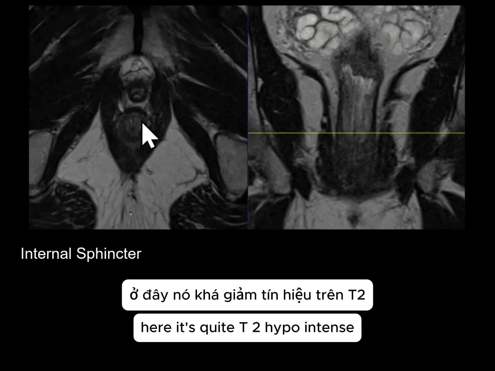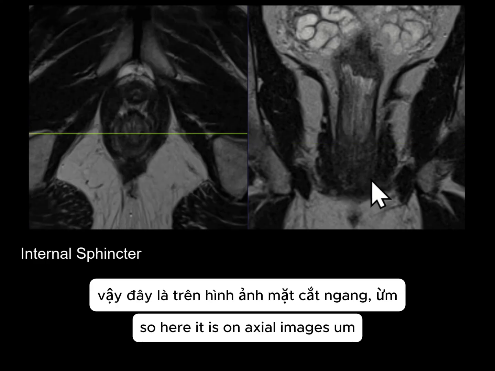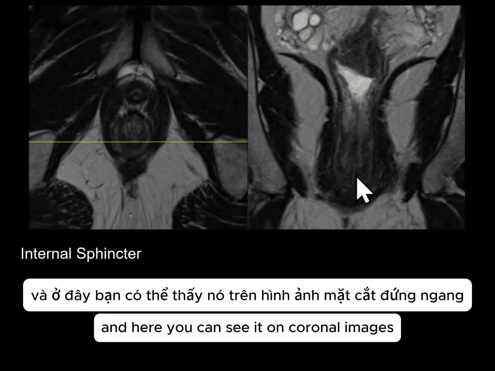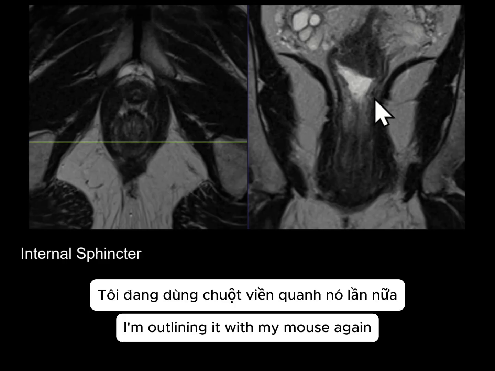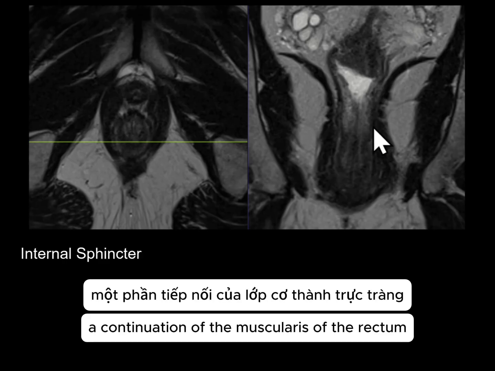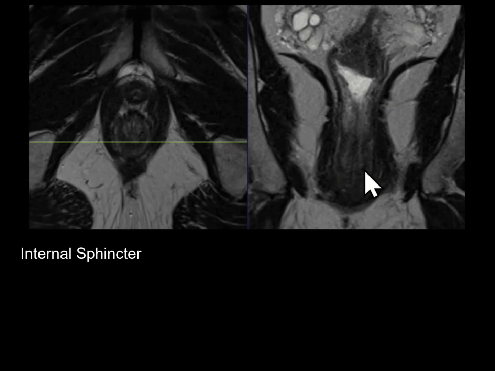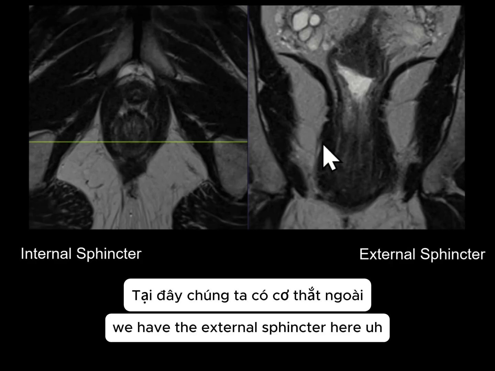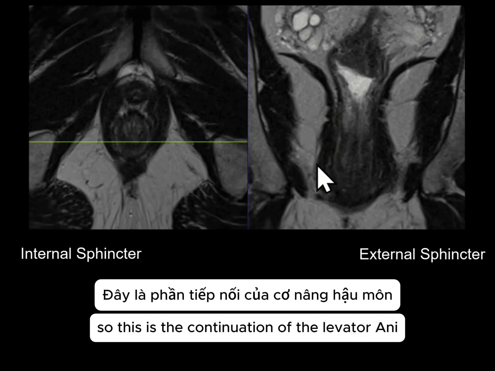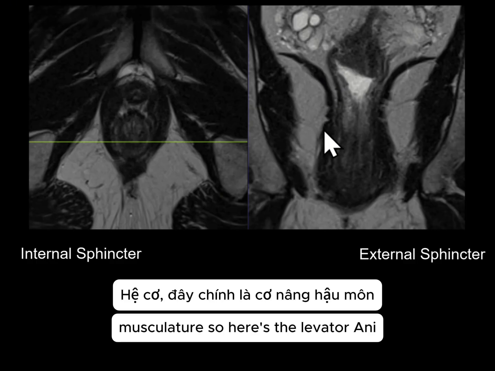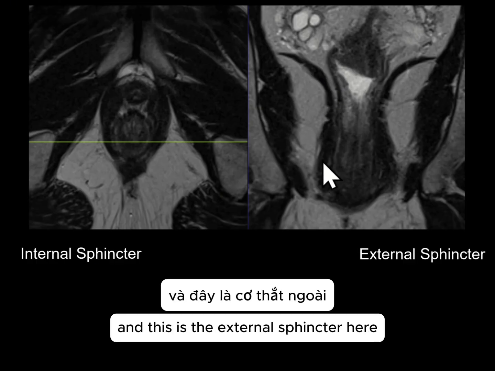It's quite T2 hypointense, so here it is on axial images, and here you can see it on coronal images. I'm outlining it with my mouse. Again, a continuation of the muscularis of the rectum. We have the external sphincter here laterally. This is the continuation of the levator ani musculature. So here's the levator ani, and this is the external sphincter here.